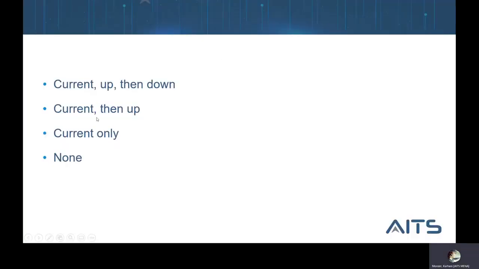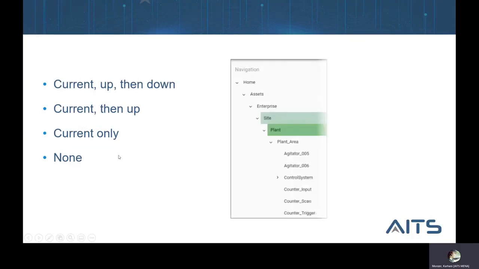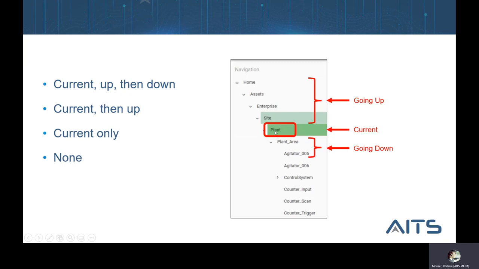Let's go back in here and talk about this part. Current up then down, current then up, current only and none. So current is actually what I'm clicking on. So if I click on plant, this is my current. What's up? This is going up. That means site, then enterprise, then assets. And down is what are the areas inside the plant. So up is what's containing the plant, and down is what the plant contains. So this is up and this is down.